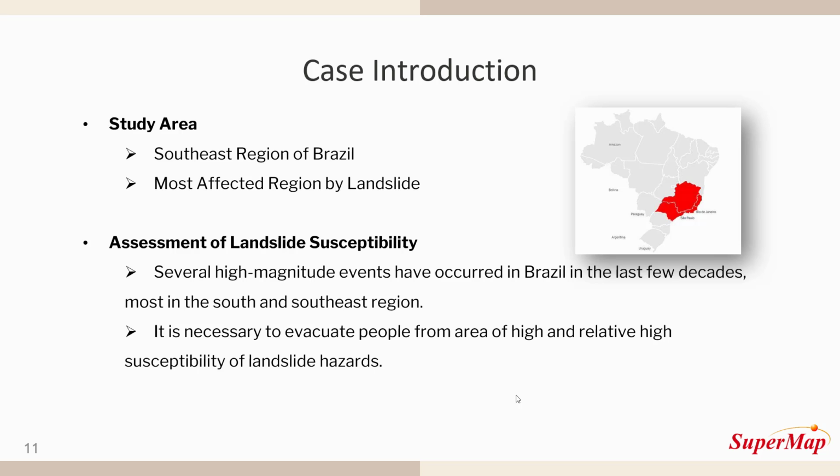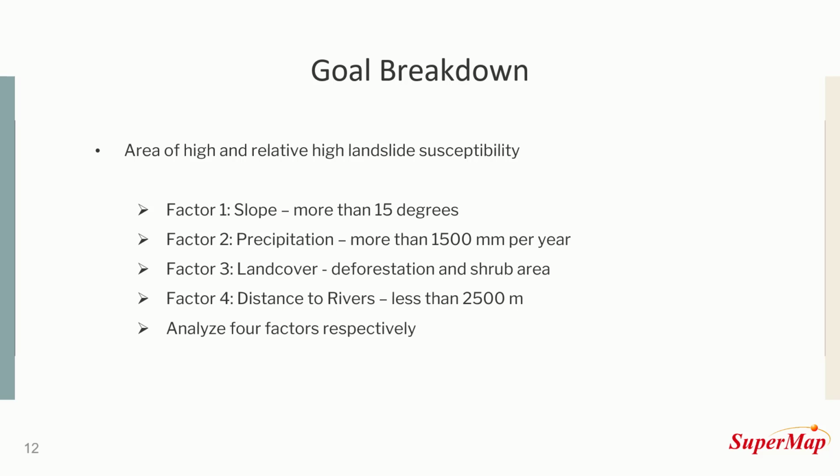This case will focus on the southeast region of Brazil. Brazil is the largest country in South America. However, natural hazards are frequent in Brazil, and landslides are considered one of the most common hazards in the country. Such hazards threaten the life of people living in mountainous areas and might cause huge economic loss. So, it is necessary to evacuate people from areas of high and relatively high susceptibility of landslide hazards. In this case, we'll evaluate the susceptibility of landslide hazards in southeast region of Brazil, and the final results could be useful in hazard management and prevention.